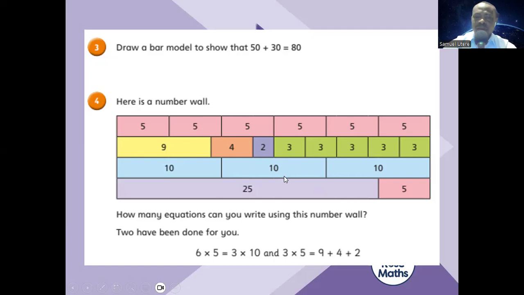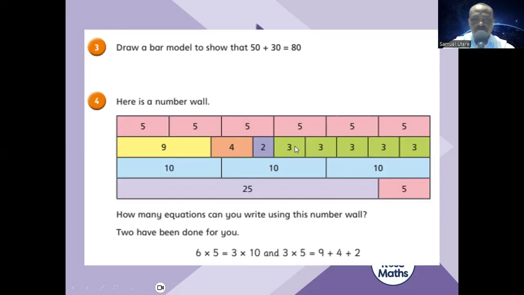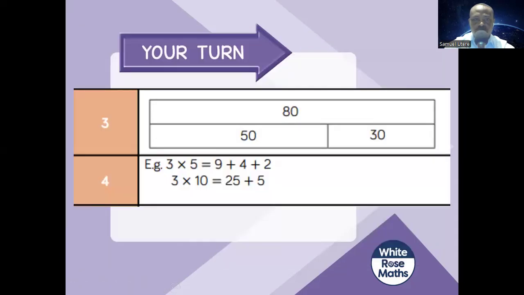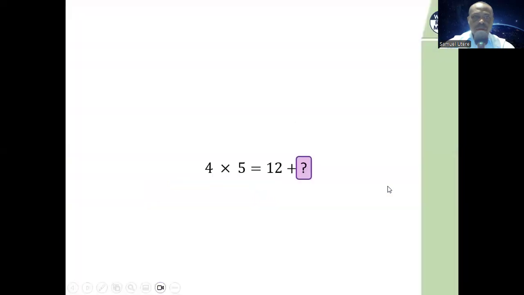So there are different calculations we can spot from the bar model. Here is an example. 3 times 5 is equal to that. So this bit here is equal to this here because they are of the same size when you look at the whole lot. And then we can also spot this one: 3 times 10 is equal to 25 add 5. So 3 lots of these is the same thing as this one. Really interesting.